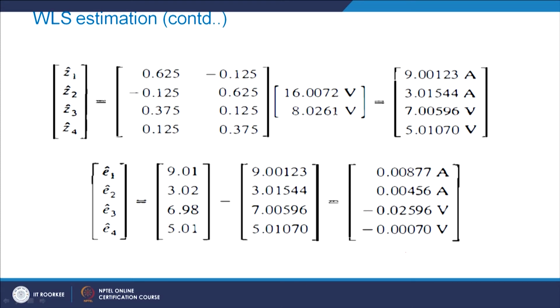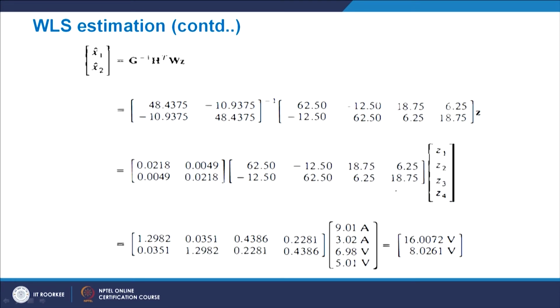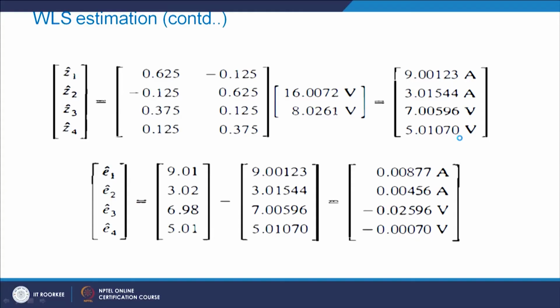Now, let us look at what is the estimated measured value, or rather what is the true value of the measurement. If this is the estimated value of x, then I can also estimate z. We are assuming as if the estimated values of x are the true values of x. So, if I substitute these values of x into the expression z is equal to H x, then I get the estimated values of z. This is the H matrix and this is the estimated values of x, so H into x hat.